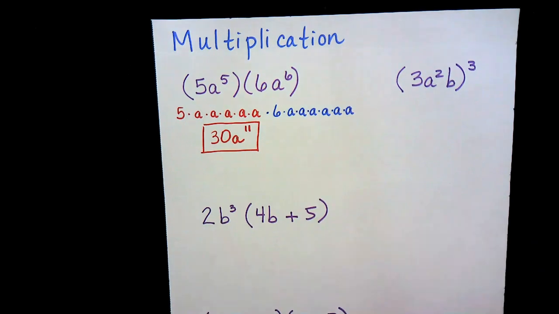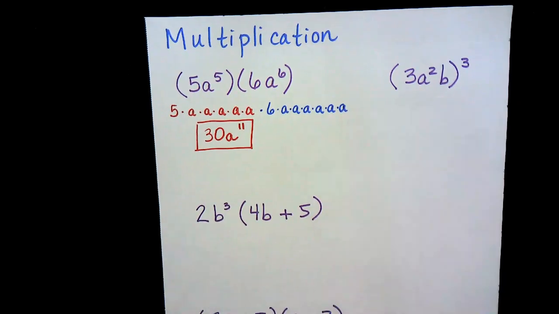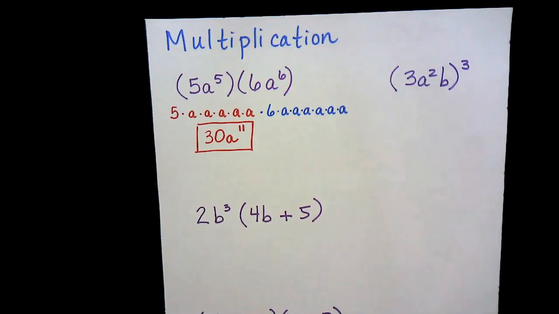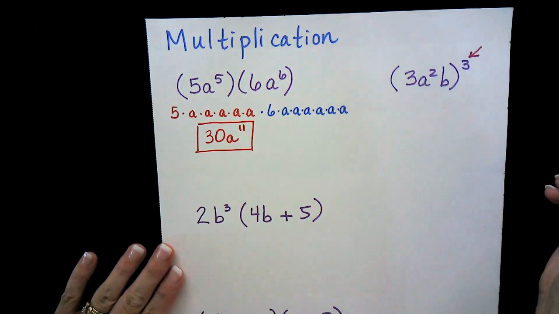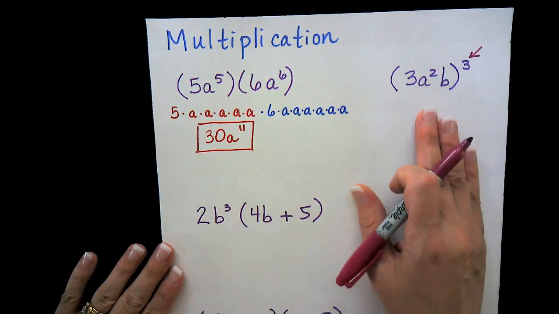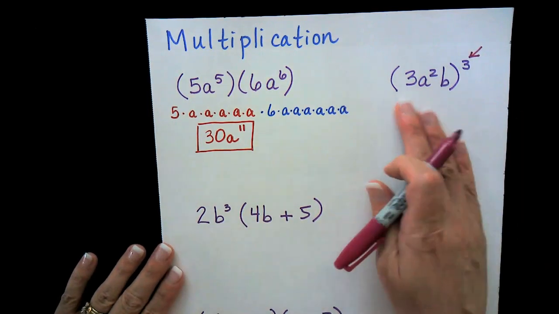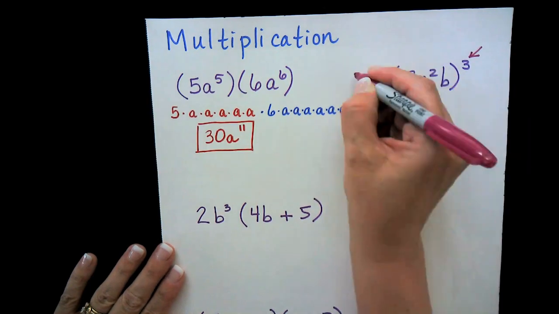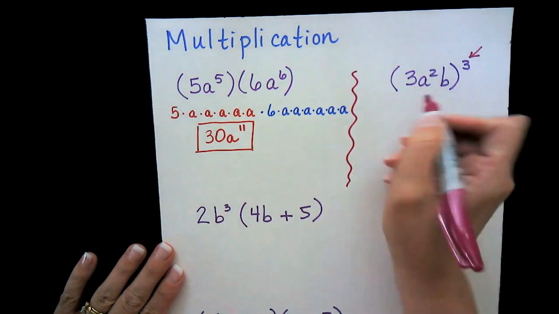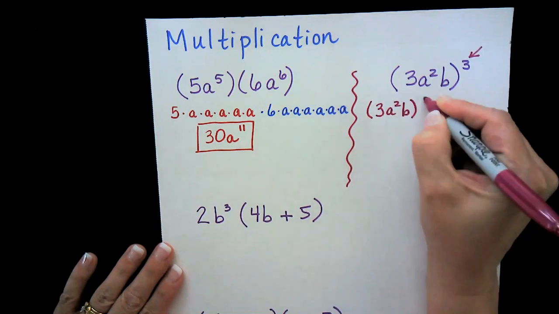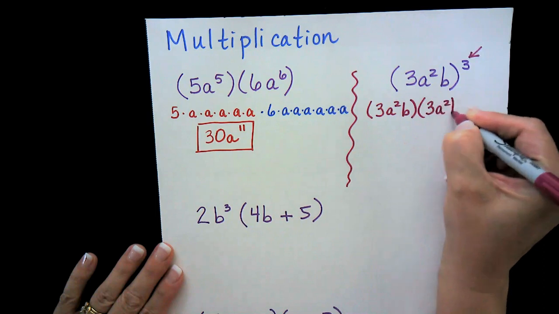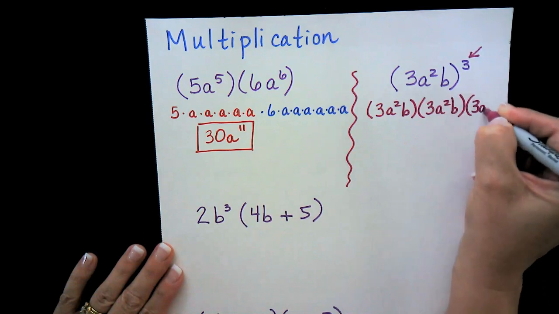Okay, now let's look at this one. Similar, a little bit different. Let's think about what 3a to the second b to the third power means. Well, the third power here means to multiply by itself 3 times. What do we multiply by itself 3 times? The parentheses. So, draw us a little line here. That means we're going to multiply this parentheses by itself 3 times.